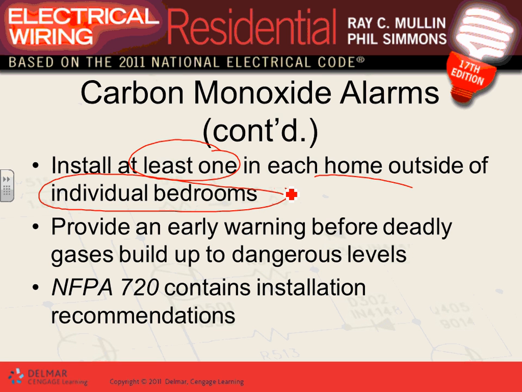Early warning. So what does it do? It provides you early warning when a dangerous level of carbon monoxide exists, so you can get the heck out of there. NFPA 720 contains installation recommendations about the carbon monoxide detector. But in Minnesota, we require in every house one close to the living area, like in a hallway between multiple rooms. Now, if you have a 2-story house with bedrooms on 2 levels, it will be recommended on every level.